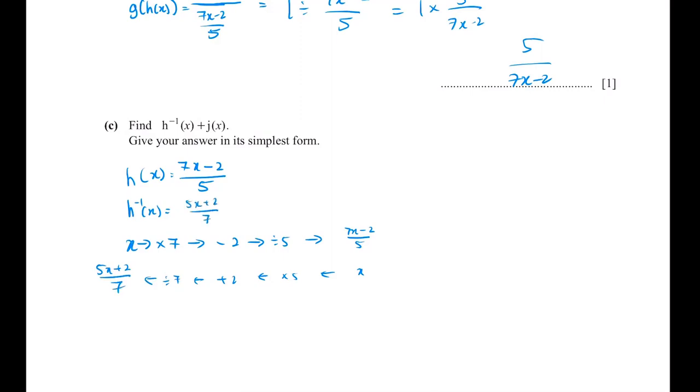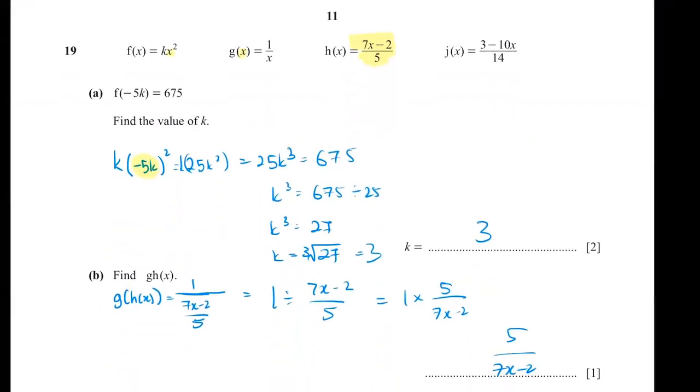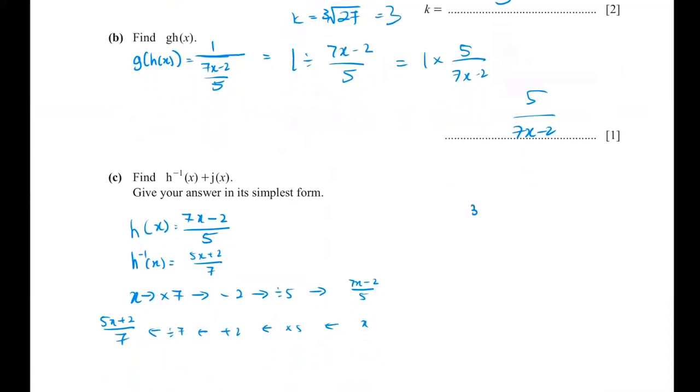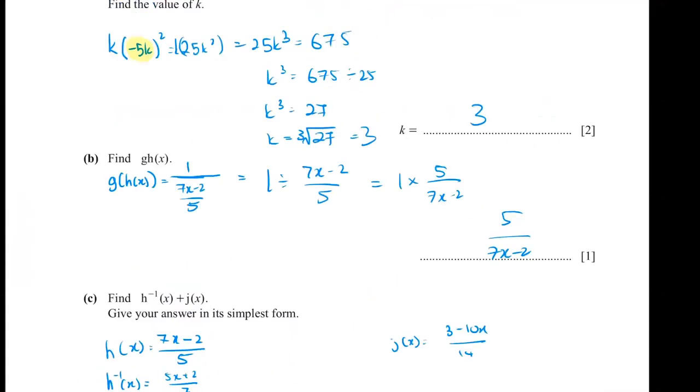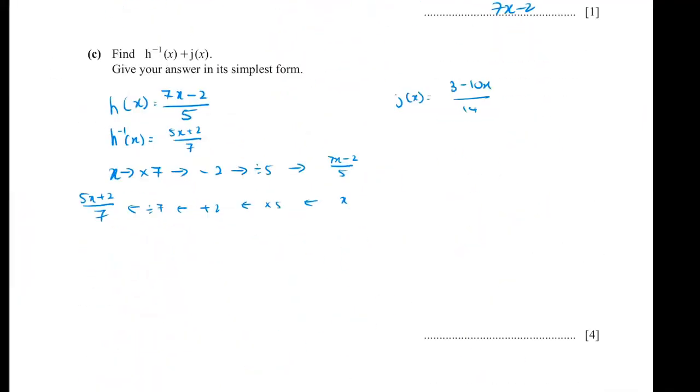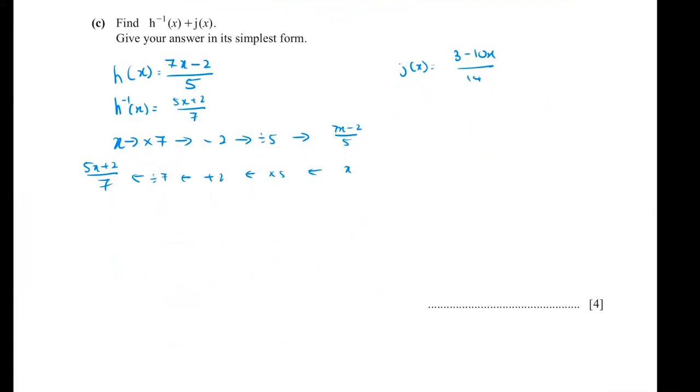So now I have to add it with j(x). j(x) would be 3 minus 10x over 14. Okay, now I need to add both of them together, so it shouldn't be that difficult. So I'm just going to write it here. So the first one, change the denominator to 14, so I get 10x plus 4, sorry, we multiply by 2, plus 3 minus 10x. 10x minus 10x equals 0. 4 plus 3 is 7. 7 over 14. 1 over 2.